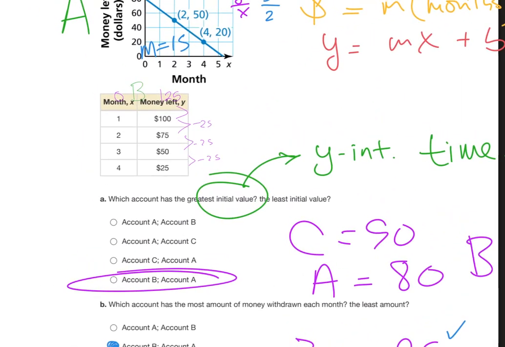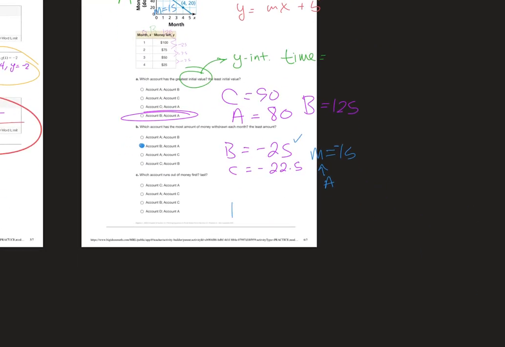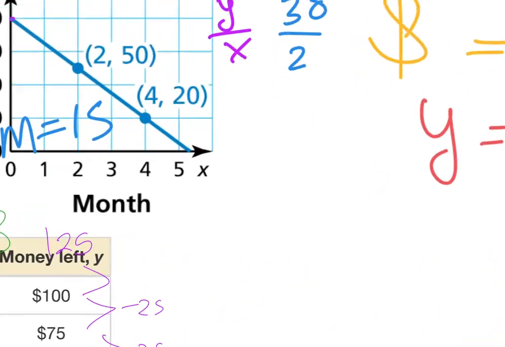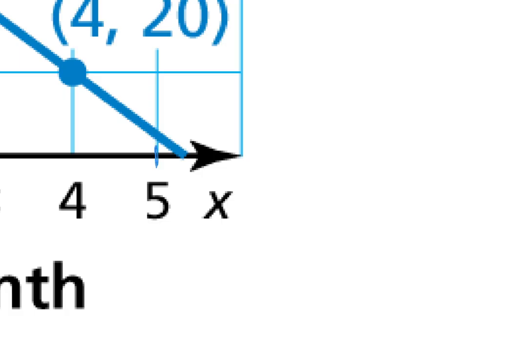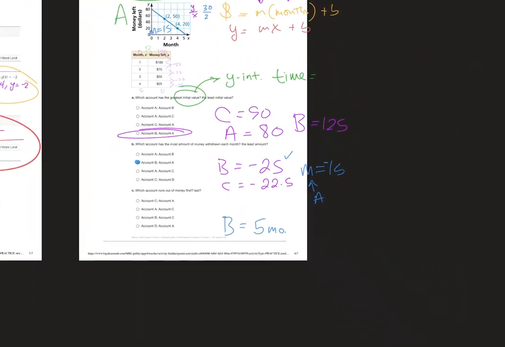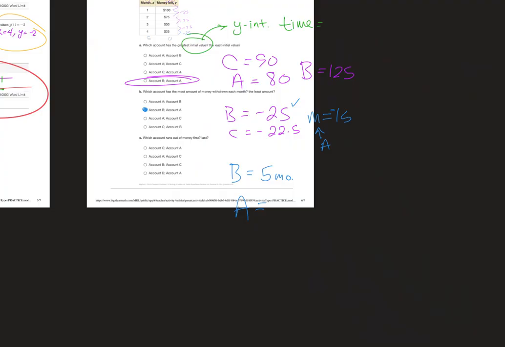Ooh. So B takes 5 months. How do I know? Because it's going down 25 and it was 0 at 5 months. This guy right here, a little over 5 months. So let's call it 5.25. Why not? Because there's half, right? And there's half of half. So, okay, we have B was 5 months. A is 5.25 months. And now C, we actually have to do some math here.